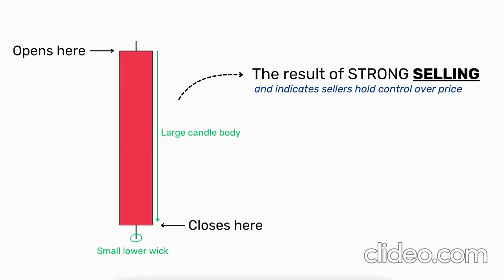So these strength candles always need to have small wicks and large candle bodies because what we're seeing here is an uninterrupted phase of buying or selling where the resistance from buyers or sellers against the trend simply wasn't strong enough to slow the market down.